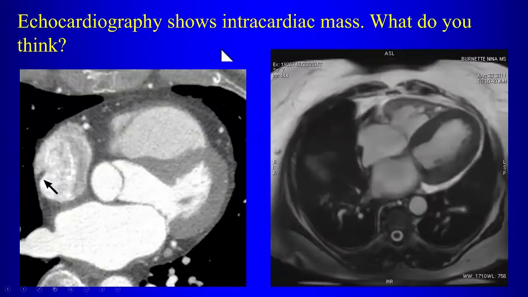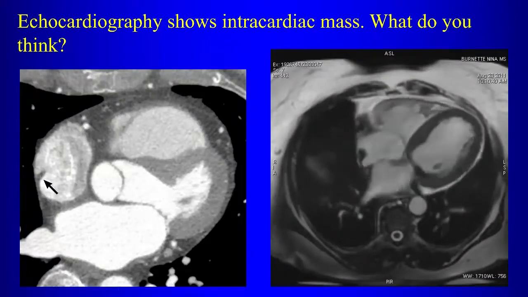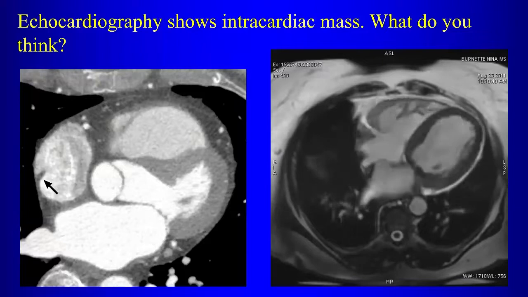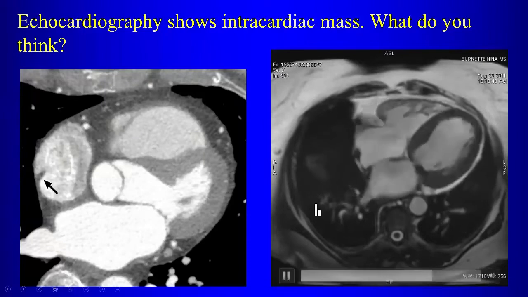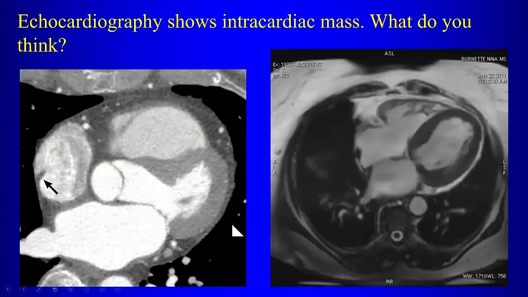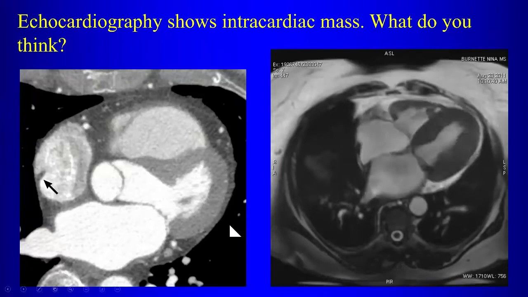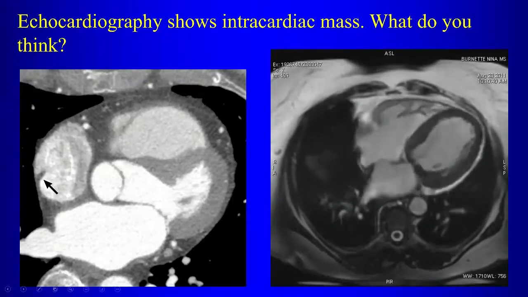The echocardiography on this patient showed a mass in the right atrium. You can see the arrow pointing to it here on the CT. So here is the cardiac MRI. What kind of view is that? What pulse sequence? What kind of view is this? Yeah, so this is SSFP bright blood imaging, 4-chamber view.